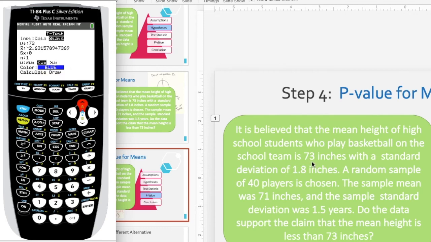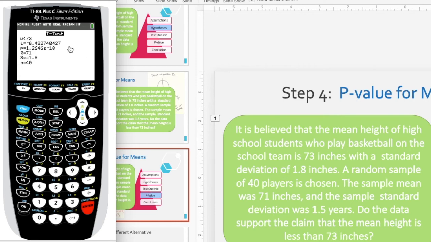And then the stuff in between is usually just given to us. It's really nice that they just tell us these things. So a random sample, the sample mean was 71, so x bar is 71, and the sample standard deviation was 1.5. And there were 40 players who were chosen. And we've already done the less than. And so now we just calculate.